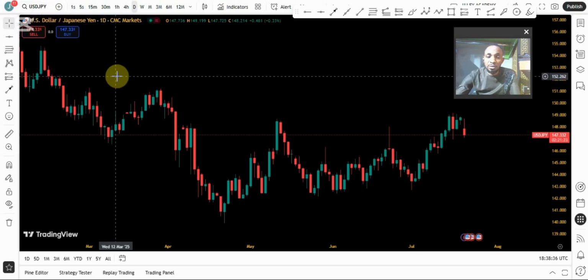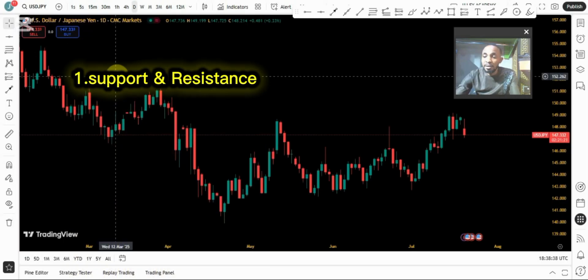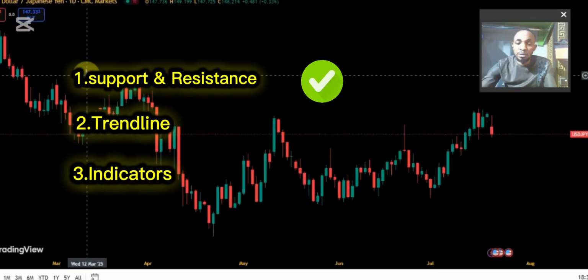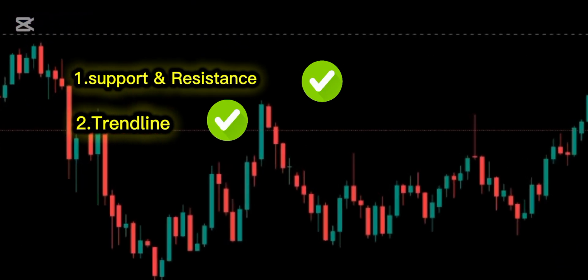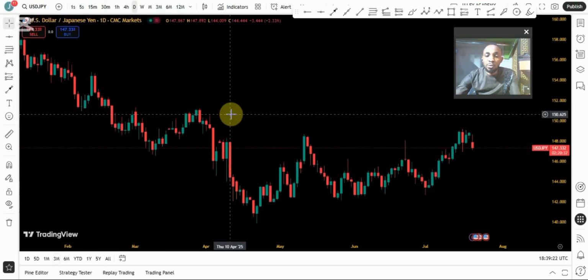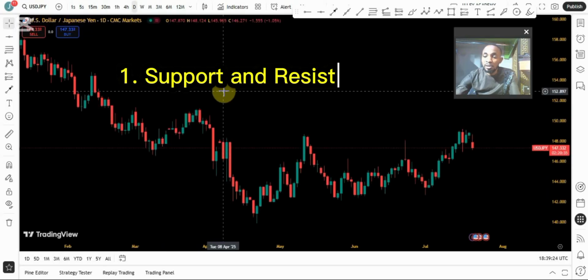The first thing I need to know is the knowledge of support and resistance. The second is the trend line, and the last is the indicators. For the course of this video, remember I promised to keep it simple and precise. I'm going to focus on support and resistance and then trend line. So without saying much, let me quickly show you how to use number 1, the support and the resistance.